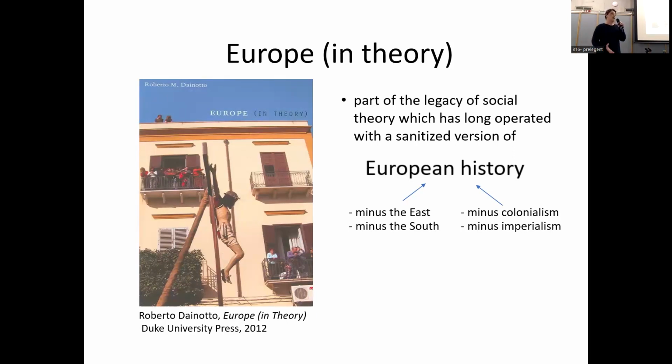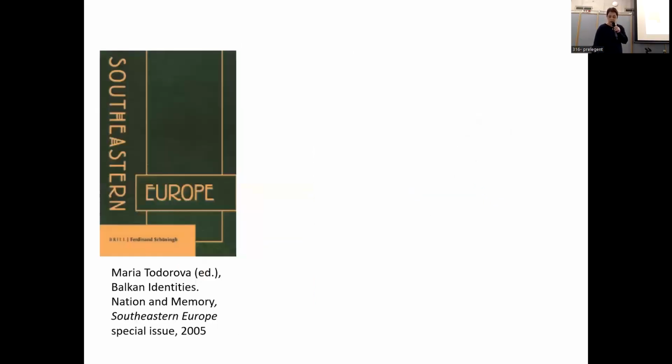Now, this is not something necessarily new. A lot of historians, for instance, have called attention to the partial character of the notion of Europe. In particular, Bulgarian historian Maria Todorova has explained how Europe functions as what she calls an unmarked category. She has done so in a number of publications, but also in this special issue of Southeastern Europe, and I like the way it is graphically fragmented there: Balkan Identities, Nation, and Memory.